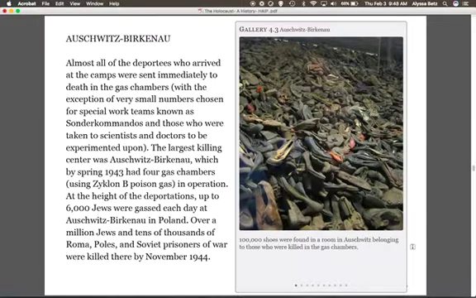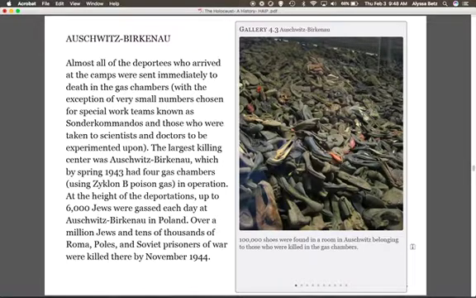The largest killing center was Auschwitz-Birkenau, which by spring of 1943 had 4 gas chambers using Zyklon B poison gas in operation. At the height of the deportations, up to 6,000 Jews were gassed each day at Auschwitz-Birkenau in Poland. Over 1 million Jews and 10,000 other Roma, Poles, and Soviet prisoners of war were killed there by November of 1944.